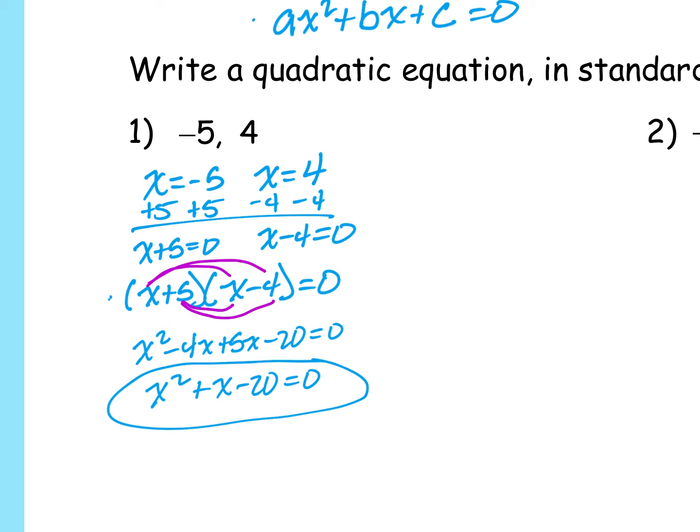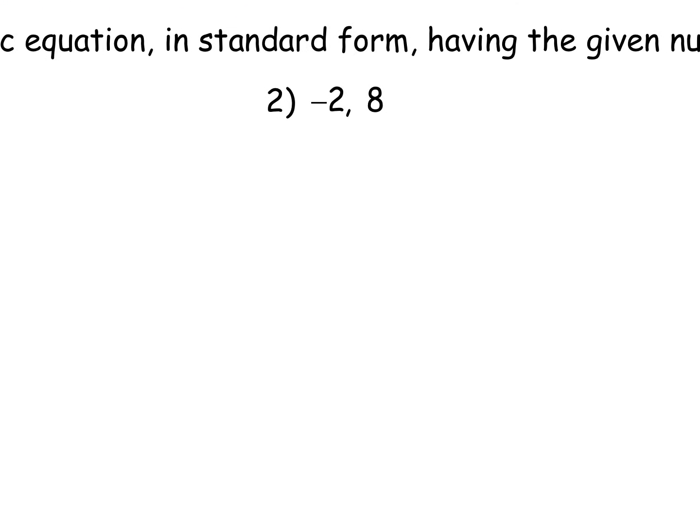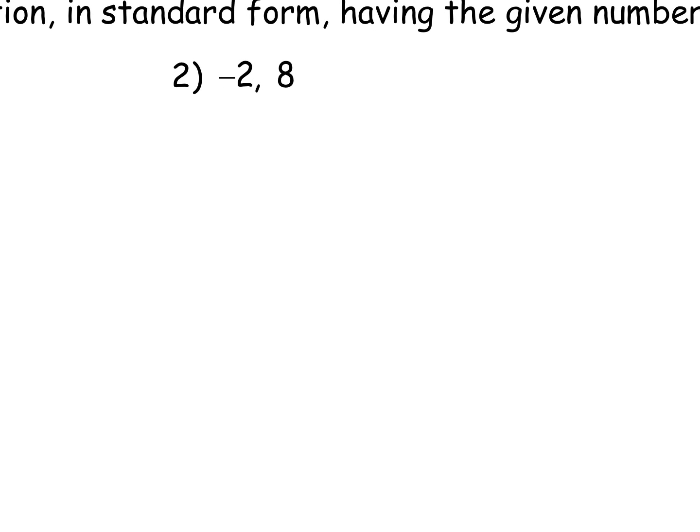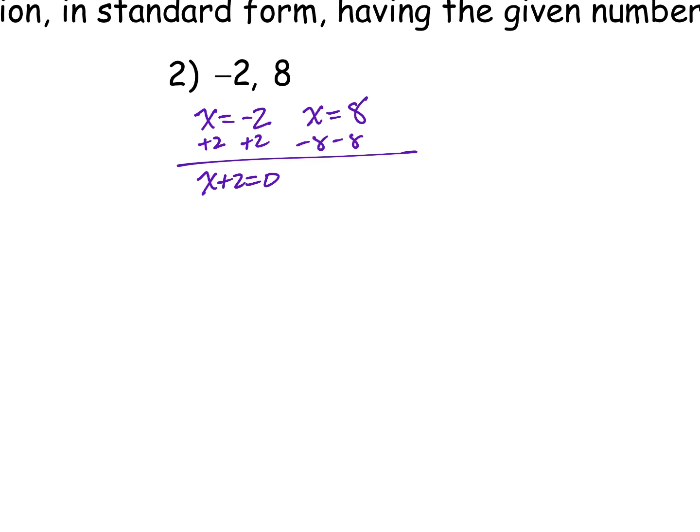Okay, we're going to do it again. I'm going to do it a couple more times before I let you guys work on this. Same thing, right? I've got x equals -2 and x equals 8. That's what I solved for. Now I'm going to start working backwards. So I'm subtracting 8 and adding 2. So I've got x plus 2 equals 0 and x minus 8 equals 0.